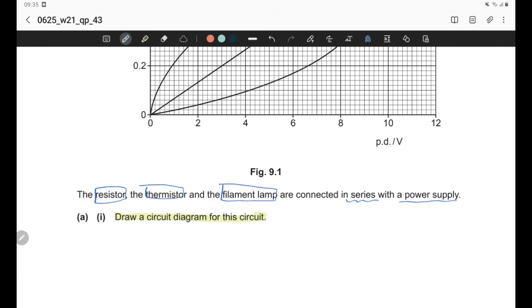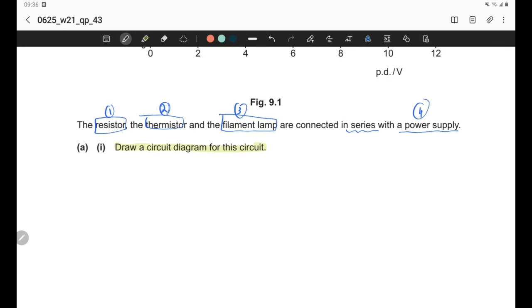with a power supply. So there must be totally 4 components: resistor, thermistor, filament lamp and the power supply. So first we can draw a power supply because that is the most important thing required for an electric circuit. Then we can connect a resistor. So we need to know the symbol of a resistor. Then a thermistor. So thermistor is also again a resistor, but its value changes with temperature.